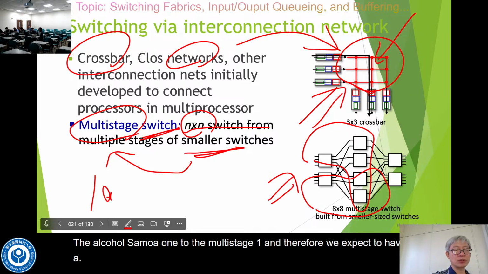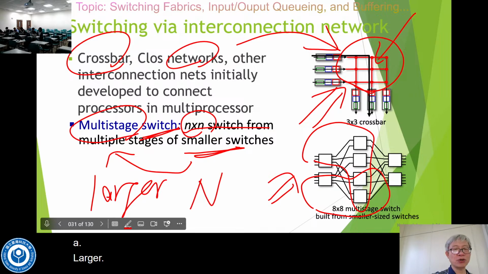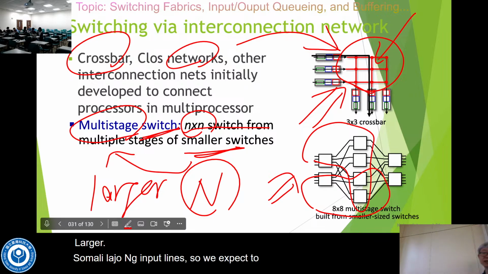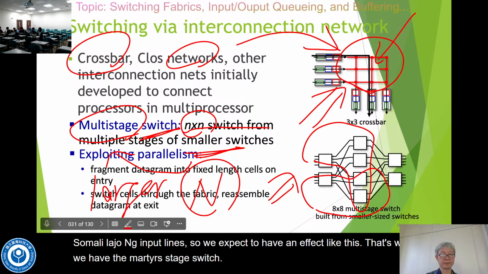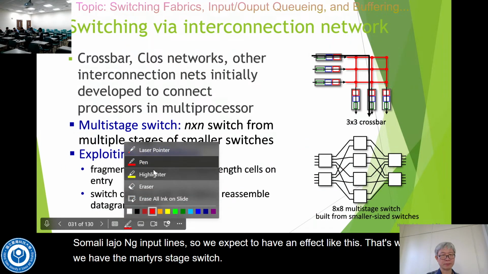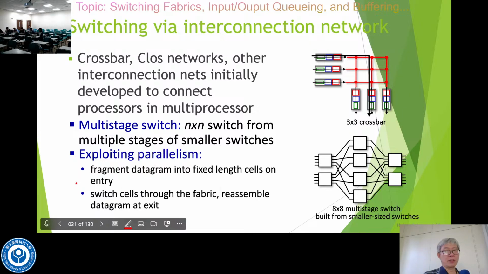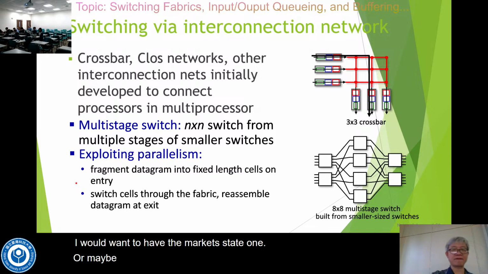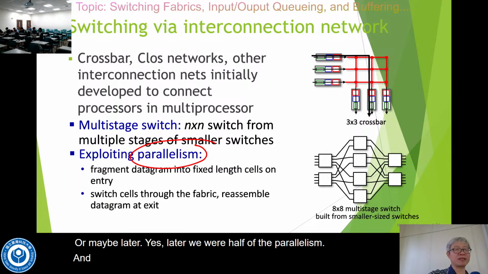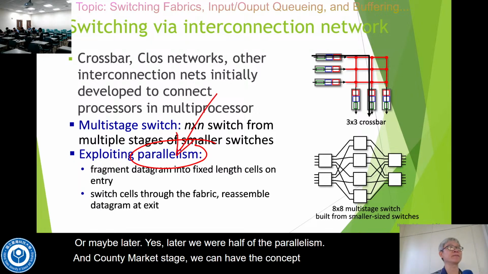larger, somewhat like larger N input lines. So we expect to have an effect like this. That's why we have the multi-stage switch. Well, why do we want to have the multi-stage one? Or maybe later, yes, later we will have the parallelism. And currently, with multi-stage, we can have the concept of parallelism, 平行.